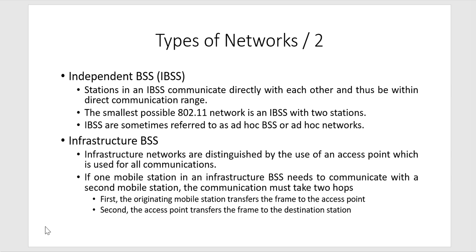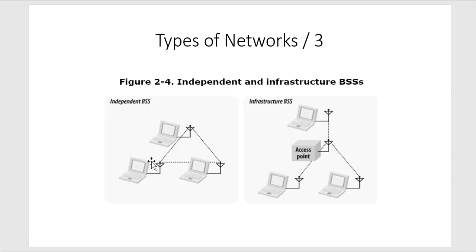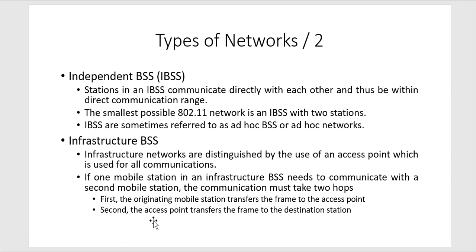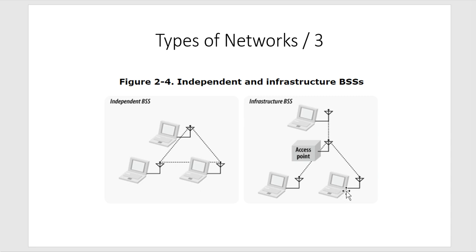Infrastructure network. Here the basic difference is that we use an AP to communicate between two stations. In an IBSS, one station connects with the other directly, there is no third party. But in the infrastructure network, if station 1 wants to connect with station 2, it has to go through the access point only. So two things happen. First, the originating mobile station transfers the frame to the access point. Suppose this is the transmitting station and this is the receiving station. Station 1 sends the data to the access point, then the access point sends the data to station 2. In this way, communication can happen properly.